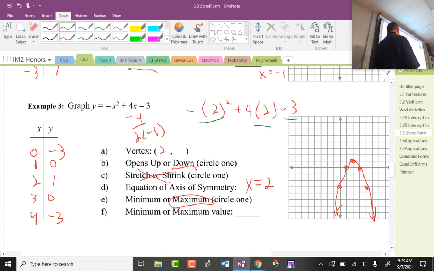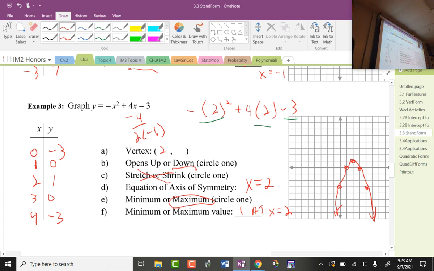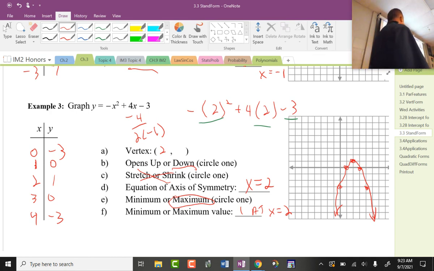All right, and then minimum maximum value. You have a maximum of 1 at x equals 2. So good thing I made that change. I evaluated the vertex incorrectly for the y coordinate. Bad. All right, I think that's good.